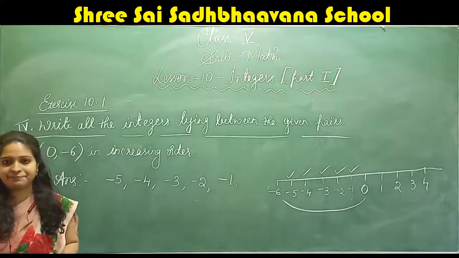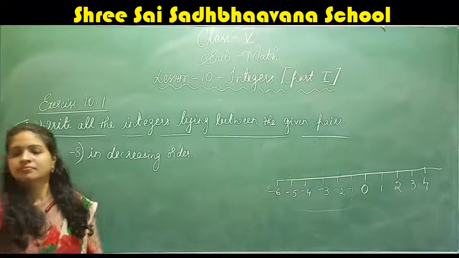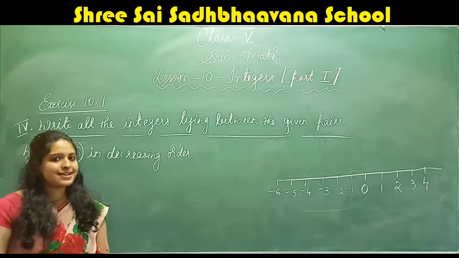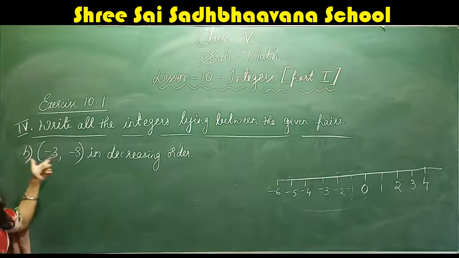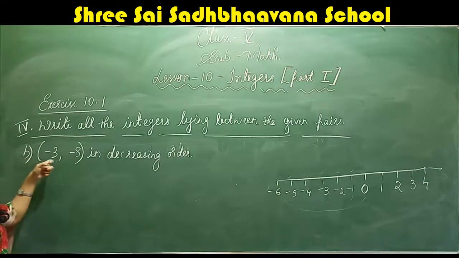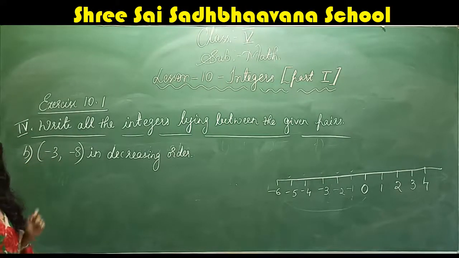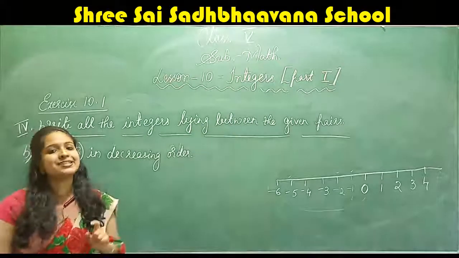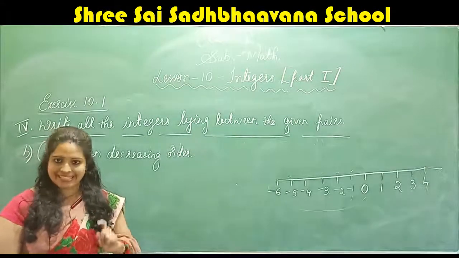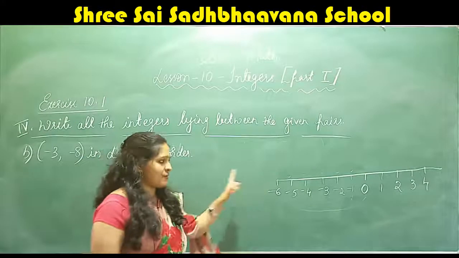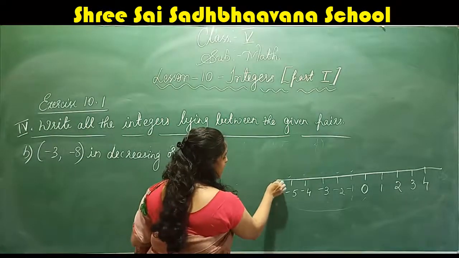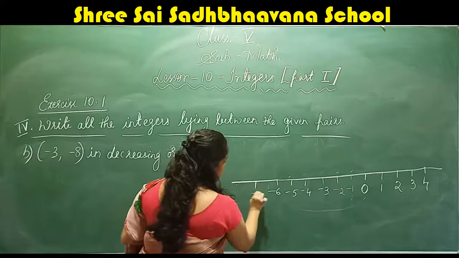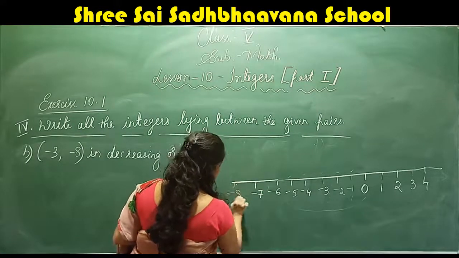Let us see the B1. Children, now let us see the B1. So two integers are given, minus 3 and minus 8. So let us represent them on the number line so that you will come to know easily. Here I have already drawn the number line. Let us just extend this. We have drawn till minus 6. Let us extend minus 7 and minus 8.